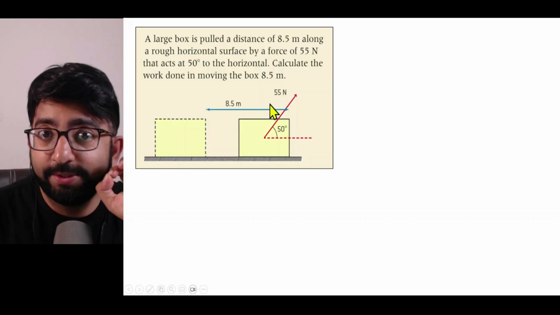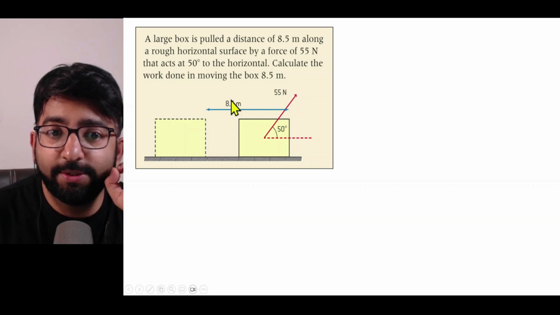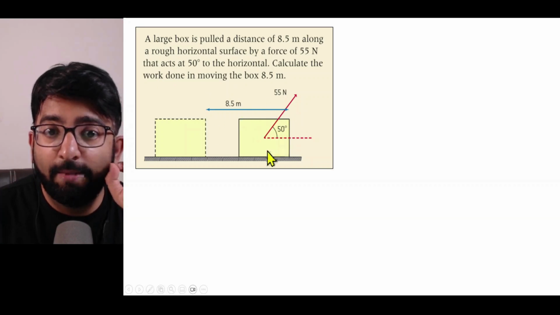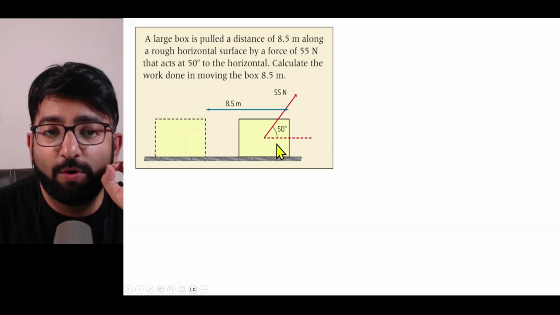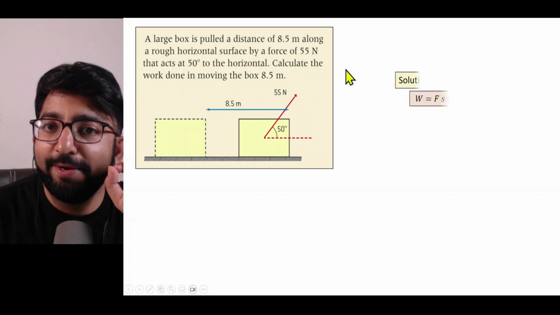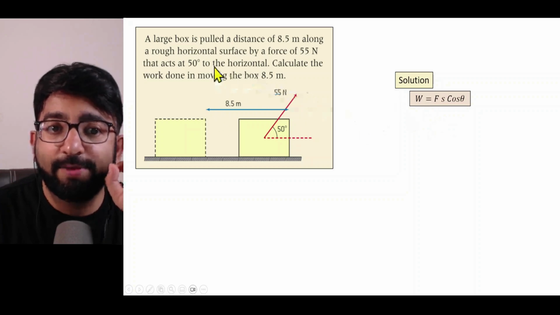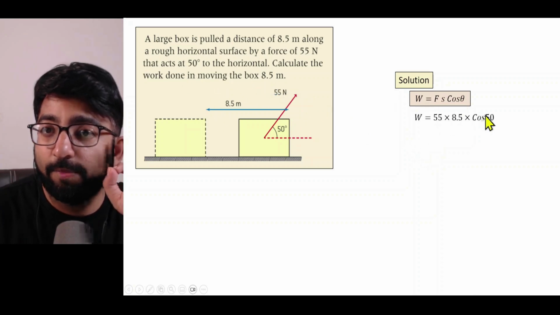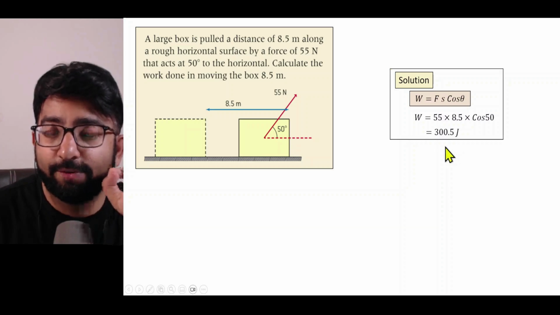Let's try to solve a question based on that formula. A large box is pulled to the right side by a distance of 8.5 meters by a force of 55 newtons, which is acting at 50 degrees to the horizontal. We need to find the work done by this force. So all we need to do is apply the formula W is equal to Fs cos theta, where the value of force is 55, displacement is 8.5, and the angle is 50 degrees. If we put all the values in, we will get the work done as 300.5 joules.